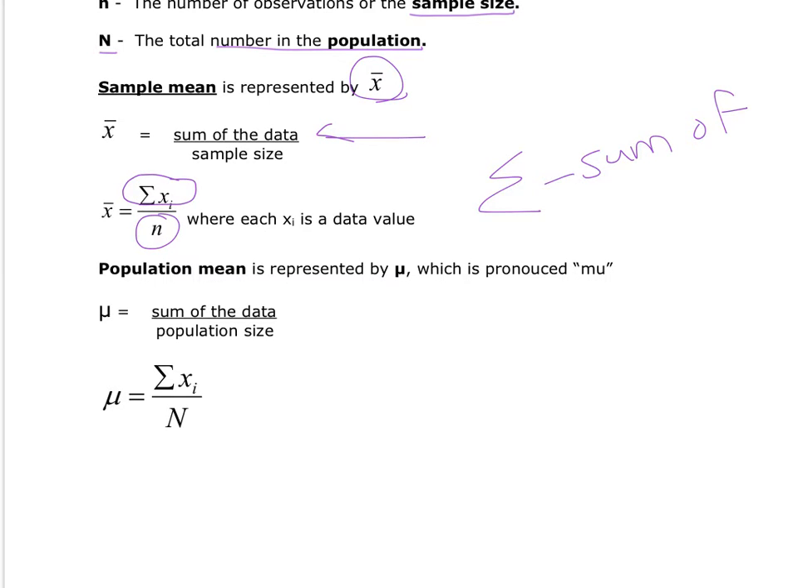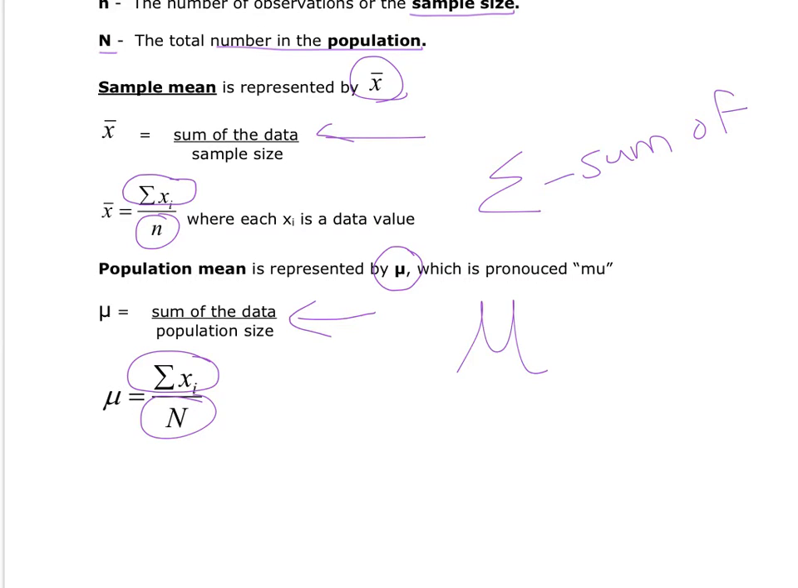The population mean is symbolized by the Greek letter mu. It's kind of like a cursive m. It's the sum of the data divided by the population size. So again, the sum of the data values divided by capital N, which is the population size.